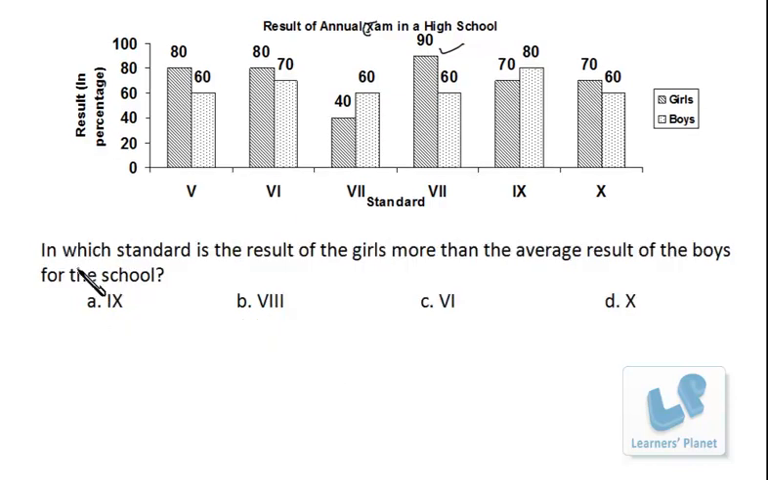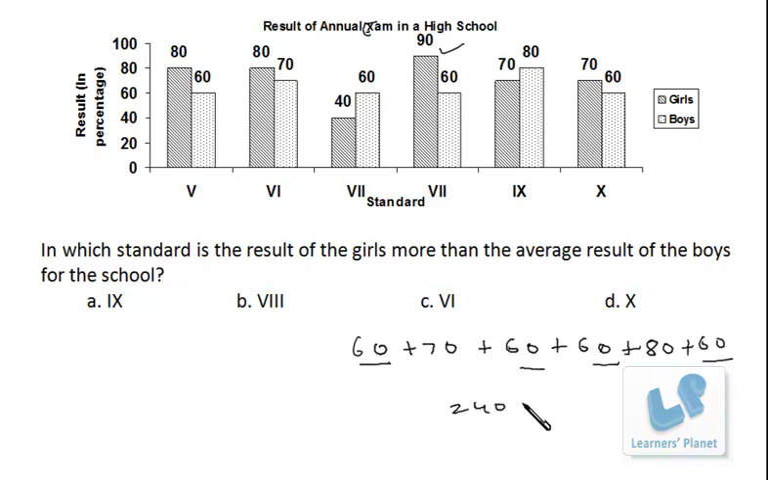Now, in this question, in which standard is the result of girls more than the average results of the boys for the school? So first of all, we have to calculate the average results of the boys, right? So what's that? It is 60. How many standards are there? There are 6 standards. So first of all, just get the average. That is 60 plus 70 plus 60 plus 60 plus 80 plus 60. So 60, 60, 60, 60 is 240, plus 150, that is 390, right? Divided by 6. So the average result of boys is 65%.